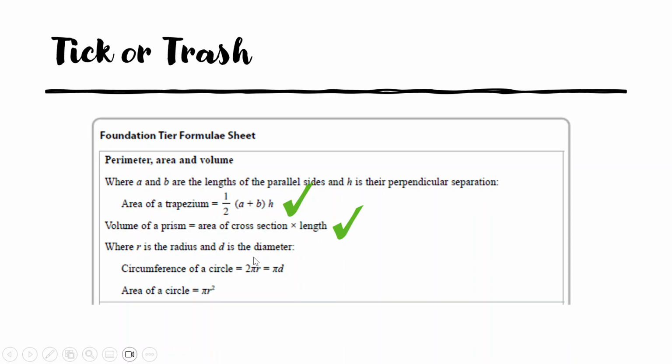And then the other two are definitely useful. The circumference of a circle is equal to 2 pi r, which is equal to pi d. I would never write two equal signs on the same line, but that is still a very useful formula. It's two versions of the formula. And then the area of a circle, pi r squared, again, that will be a useful one for you.